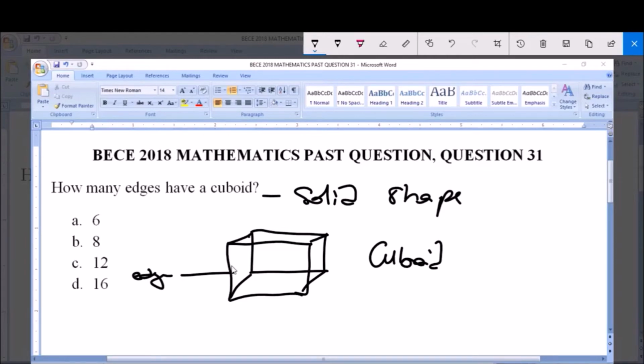Here we have this, which will give us 1. Then here we have 2. Here we have 3. Here we have 4. Then here we have 5. Then this will give us 6. This will give us 7. This will give us 8. This will give us 9. This will give us 10. This will give us 11. And this will give us 12.